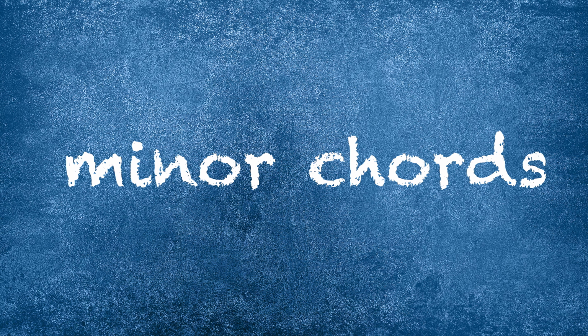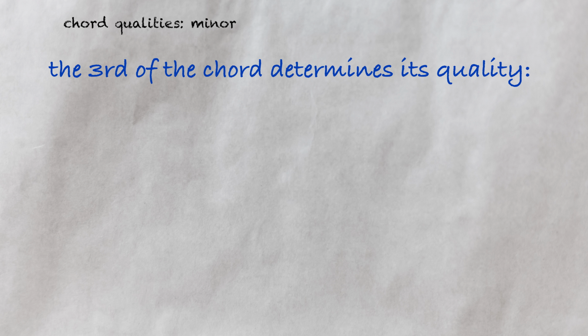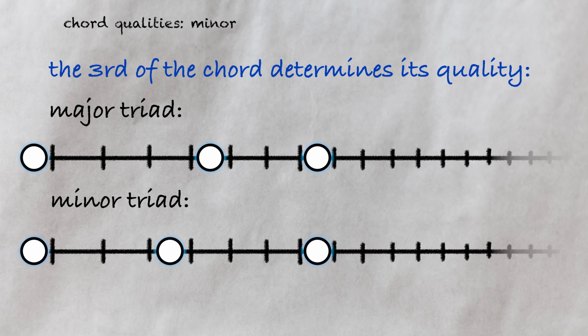Let's move on to minor triads. It's the third of a chord that determines its quality. A major chord has a major third, and a minor chord has a minor third, and they both have the same kind of perfect fifths. Major means big, and minor means small.